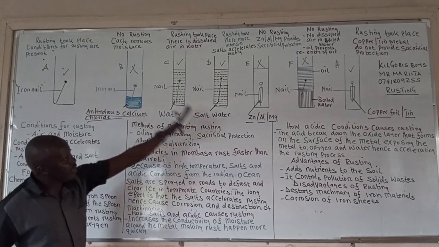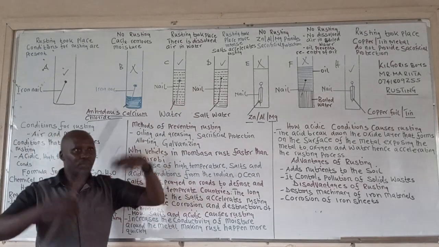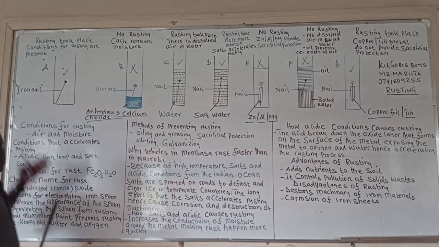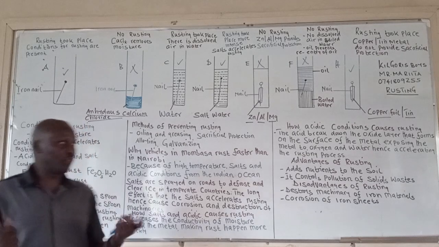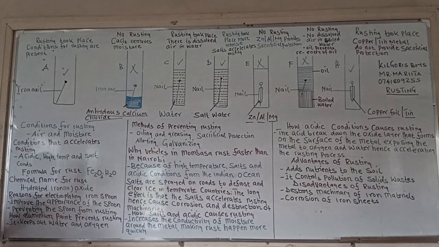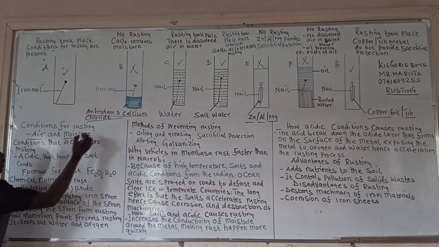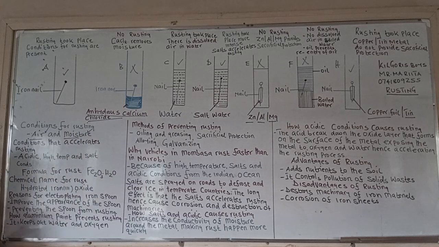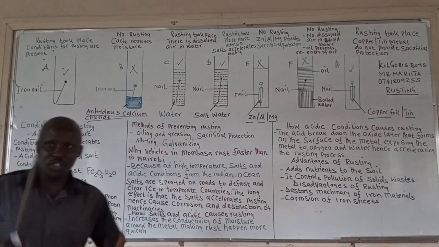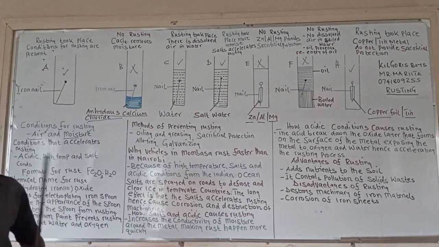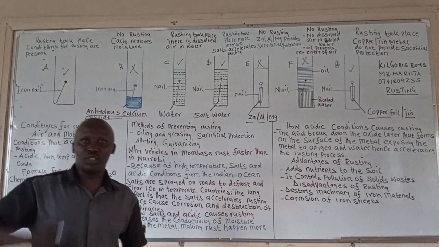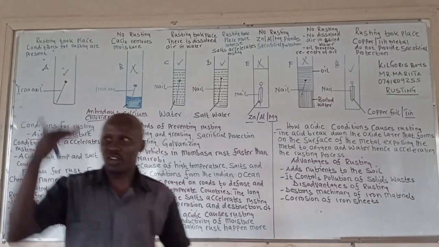In most cases, that is how the diagrams that can be tested on rusting are summarized. You can also be asked to give the conditions for rusting. What are the conditions for rusting? Conditions for rusting: we have air and moisture. We have also those conditions that make rusting take place more intensely. What are those conditions? We have the acidic condition.